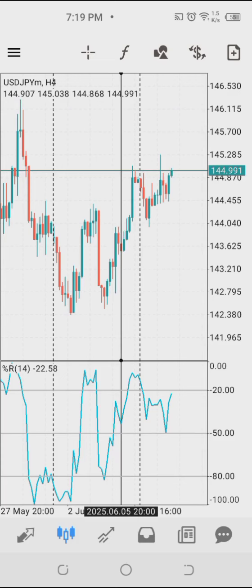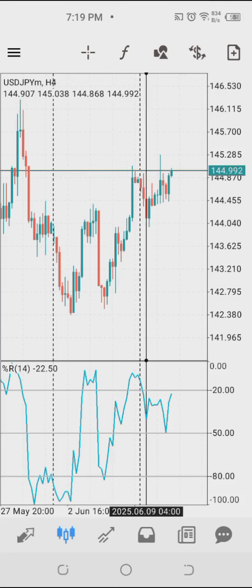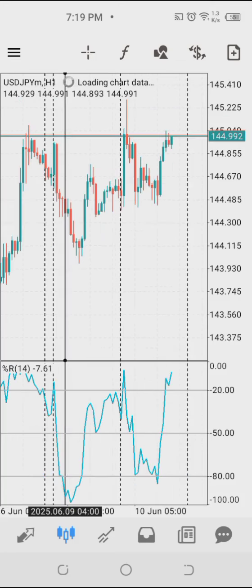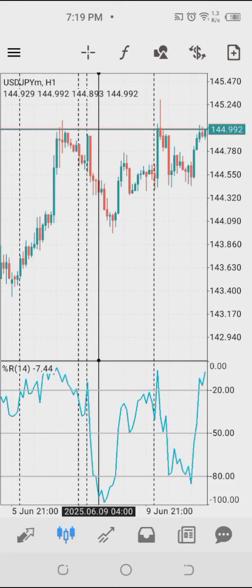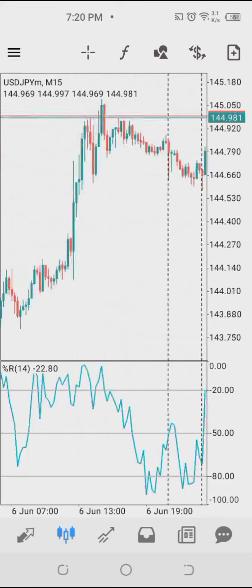So I'm going to go to my H4 time frame and place my marker here. As price is above the minus 50 level, then I'll move straight to the H1 time frame. For the H1 time frame, I need the price to be below the minus 50 level and preferably close to the minus 80 level. Then after that, I go straight to my M15 time frame for my entry.